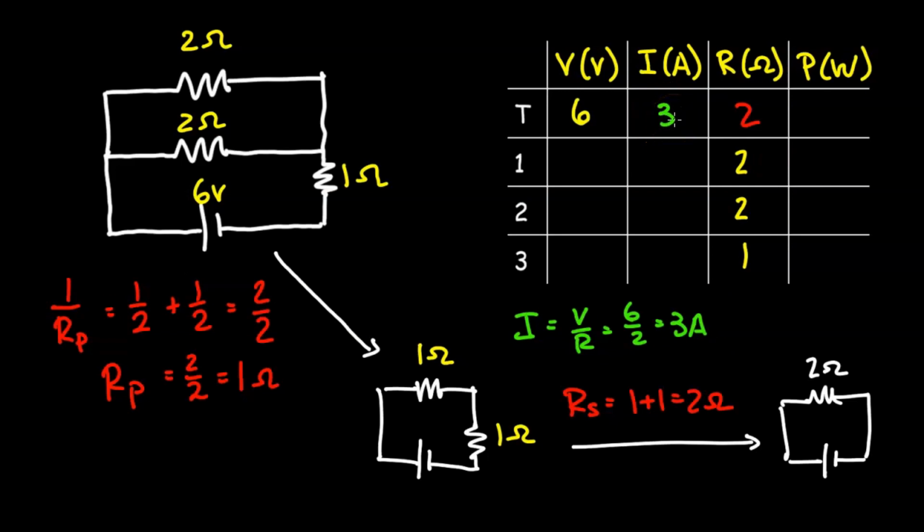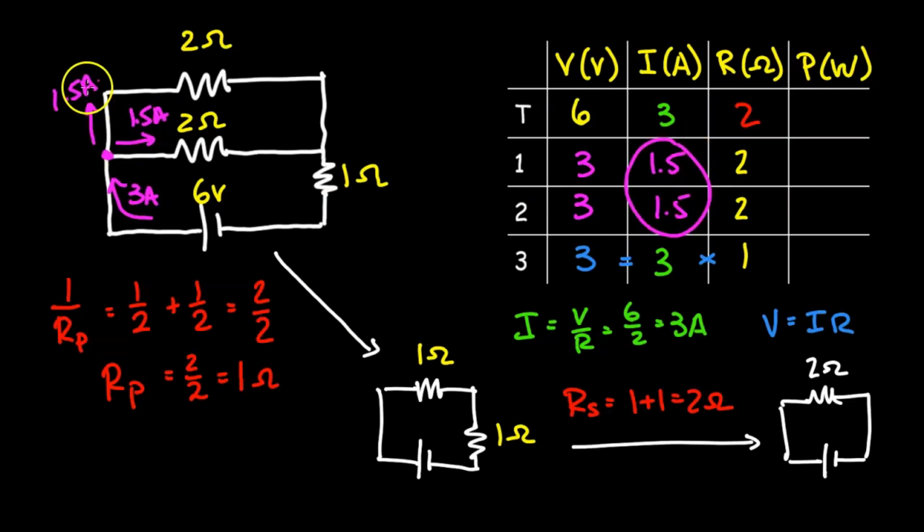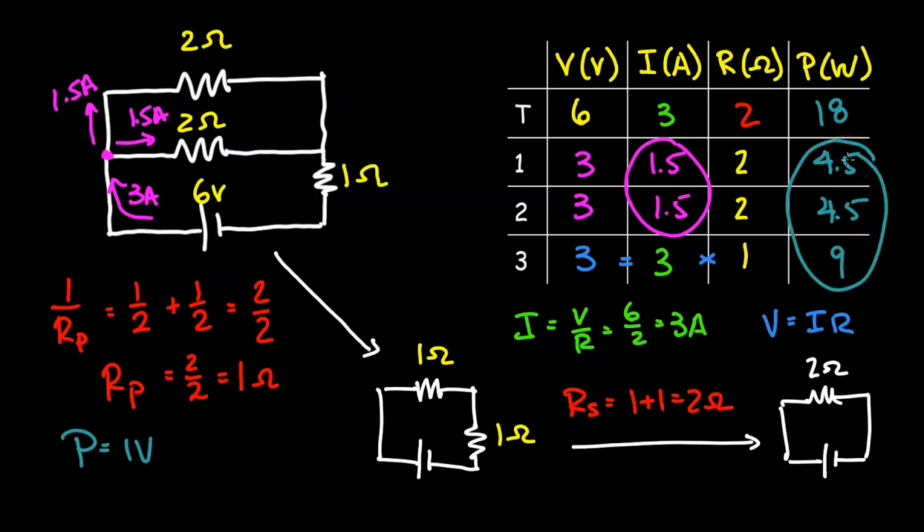Since the battery is in series with the 1 ohm resistor, that resistor will also have a current of 3 amps. Using V equals I times R, we can calculate its voltage, which is 3 volts. As you go around the circuit, the voltage needs to add up to the voltage across the battery. So the voltage across the parallel branches must be 3 volts. Using I equals V over R, we can find the current through the parallel resistors. Then calculate power using P equals IV, and once again, the sum of the power for each of the resistors equals the power output of the whole circuit.